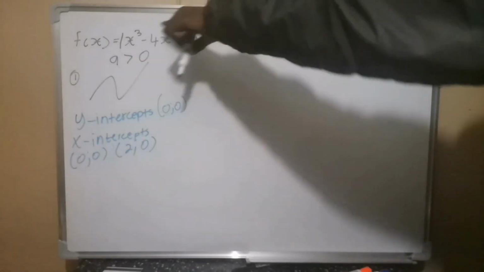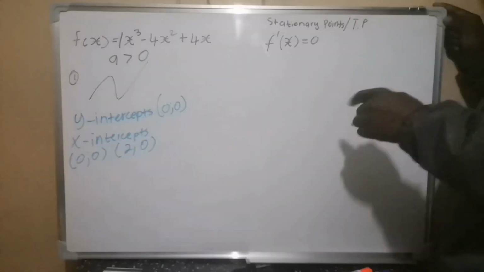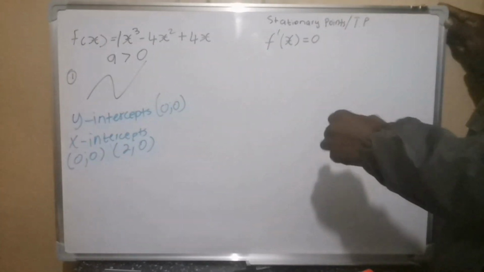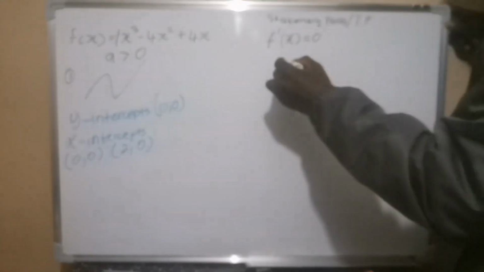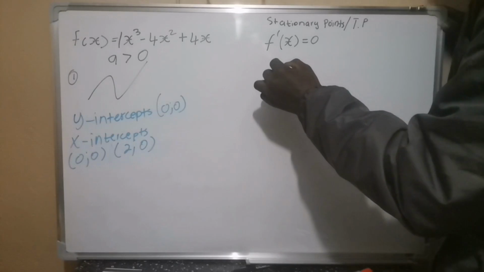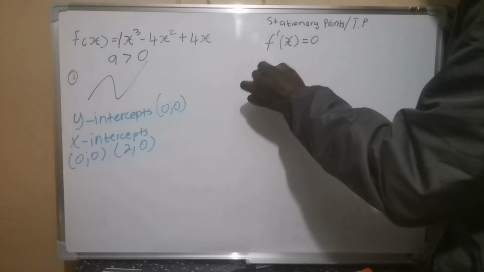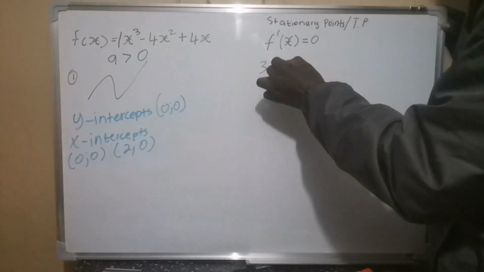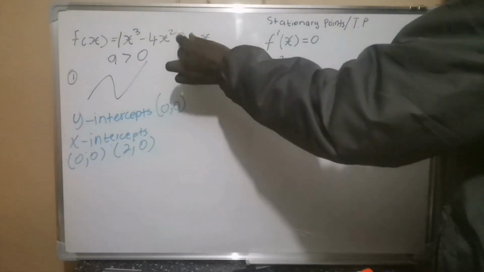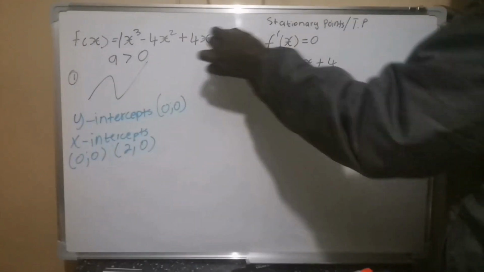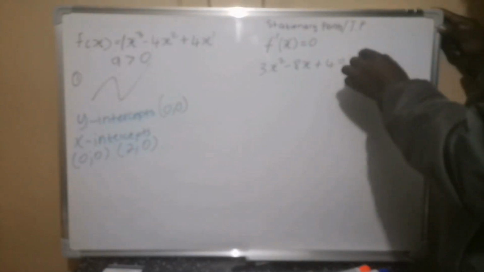So you derive this and equate it to 0. Let us derive this function. 3 times 1 is 3, and 3 minus 1 is 2. 2 times negative 4 is negative 8, and 2 minus 1 is 1. Plus, obviously, 1 times 4 is 4, and 1 minus 1 is 0. Then x to the power 0 is 1, therefore we have a constant there.